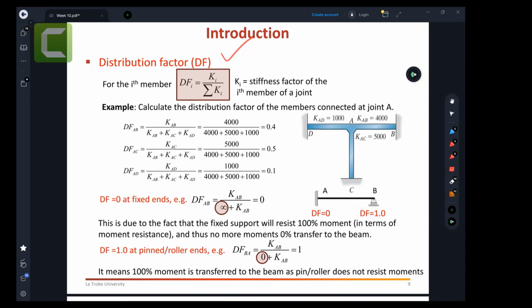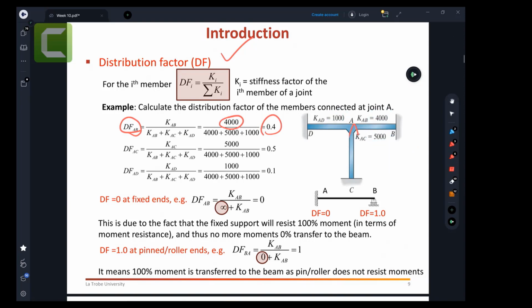Now someone asks you, can you please find the distribution factor for AB? How are we able to find it? The stiffness of that member, which is 4000, divided by the total stiffness of the joint where member AB is connected. What is the total stiffness of joint A? It is 1000 plus 4000 plus 5000, so it would be 10,000. And we divide 4000, the stiffness of the member you want to find, by it. So 4000 over 10,000 is 0.4. So the distribution factor of AB is 0.4.